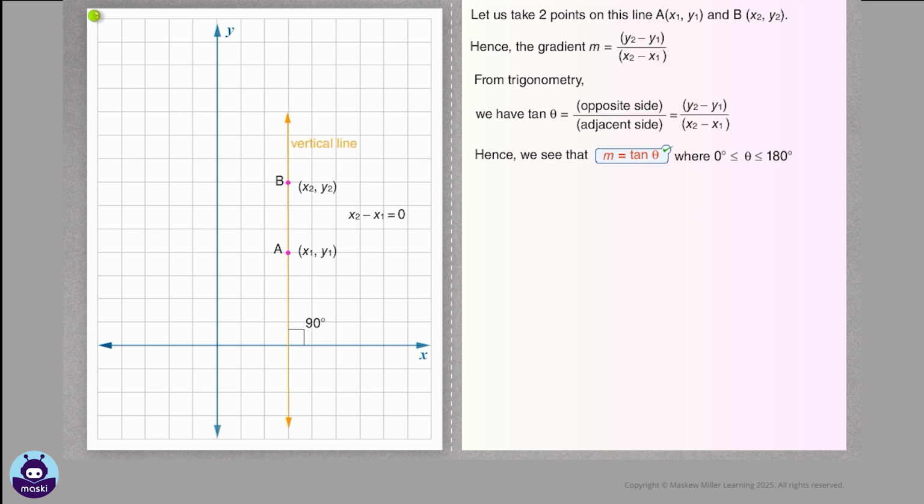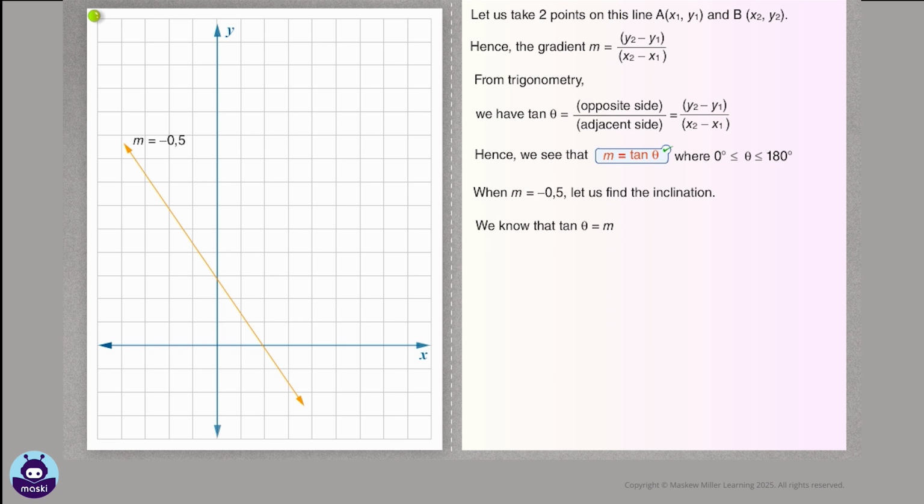It is also important to note that the angle is measured counterclockwise from the positive x-axis. Hence, in the event that we have a negative gradient, let us say m is equal to negative 0.5, let us find the inclination. We know that tan theta is equal to m. Theta is equal to tan inverse m, which is equal to tan inverse negative 0.5, which is equal to negative 26.56 degrees. Therefore, theta is equal to negative 26.56 degrees.